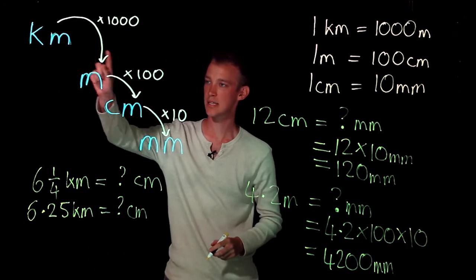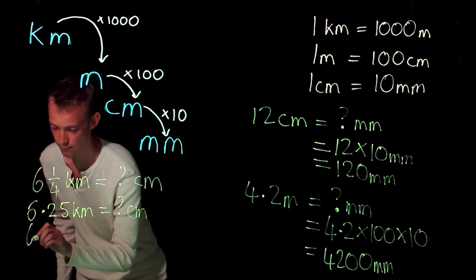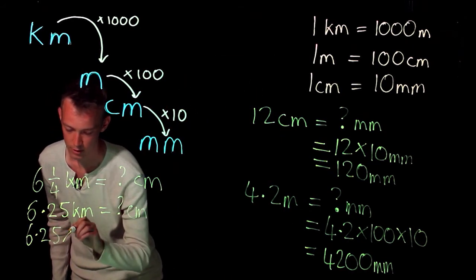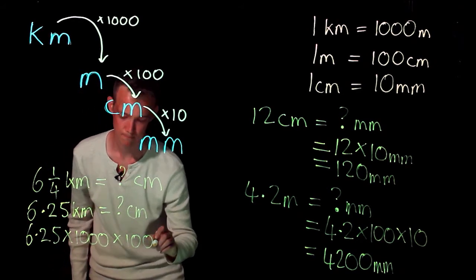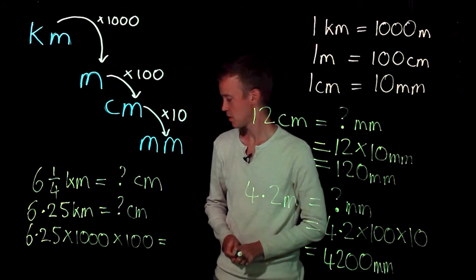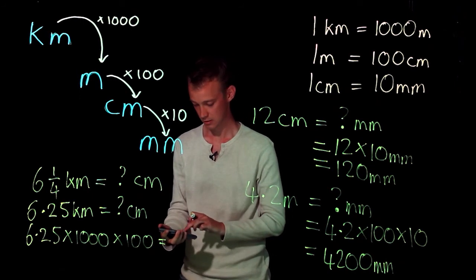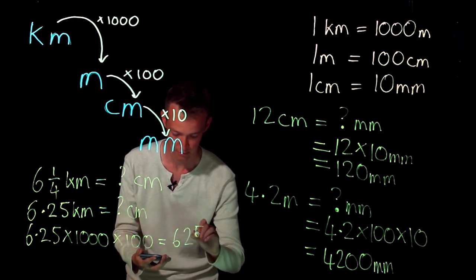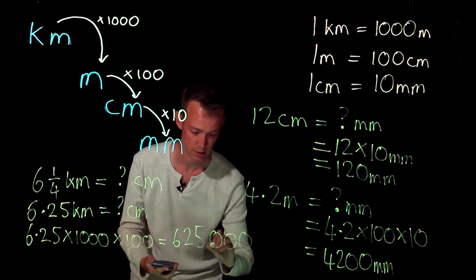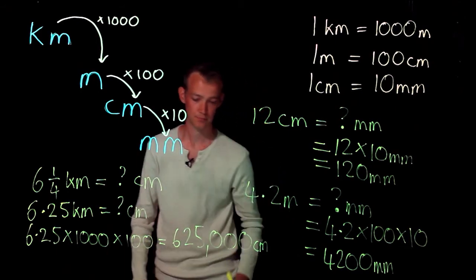Okay, kilometers down to centimeters, times by 1,000, times by 100. 6.25 times by 1,000 multiplied then again by 100, which this time I'll be using my calculator. 6.25 times by 1,000 times by 100 gives me 625,000. So 625,000, and my units are centimeters.